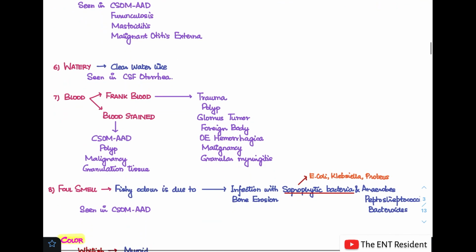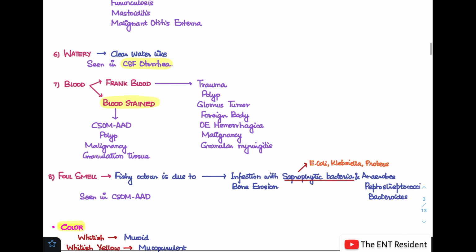So you will see purulent discharge in atticoantral disease, furunculosis, mastoiditis, malignant otitis externa. Next type of discharge is the watery discharge. Now watery discharge is when the discharge is clear, water-like. This is seen in one case, which is CSF otorrhea. Next, coming to blood coming with discharge. Now it can either be frank blood or the discharge can be blood stained. Each has different causes. Now frank blood will be seen in trauma, polyp, glomus tumor, foreign body, otitis externa hemorrhagica, malignancy, granular meningitis. Whereas blood stained discharge will be seen in atticoantral disease, polyp, malignancy, granulation tissue.